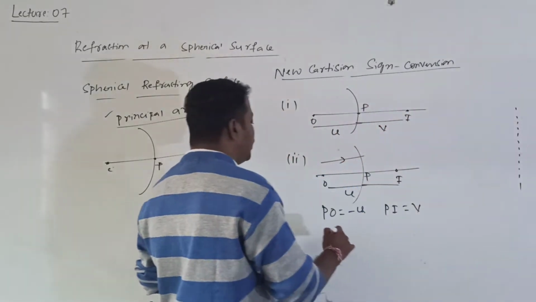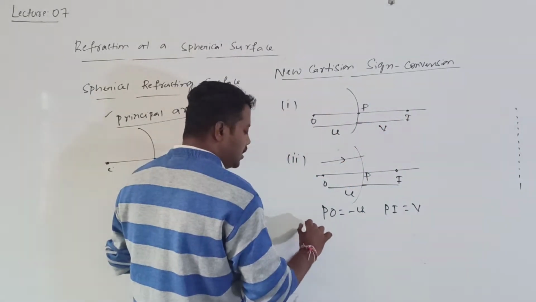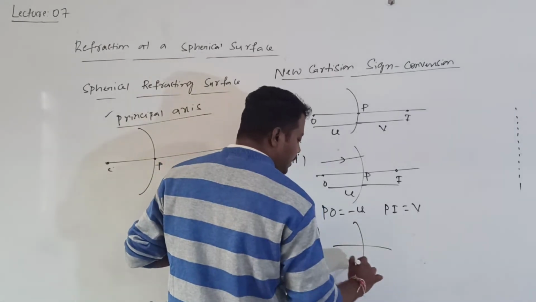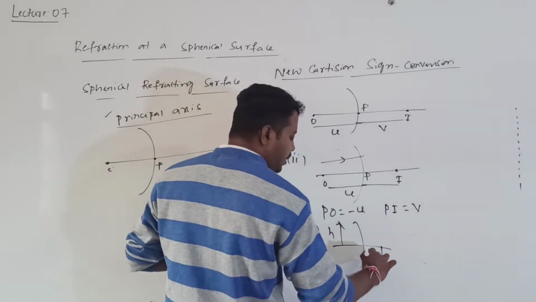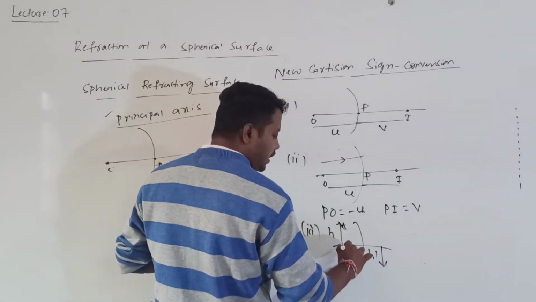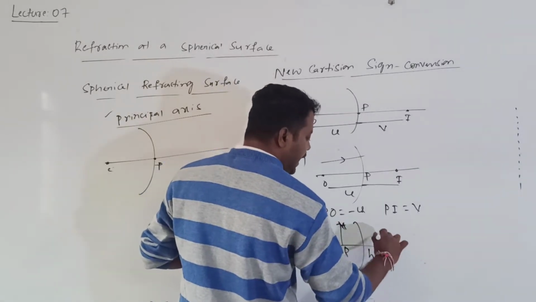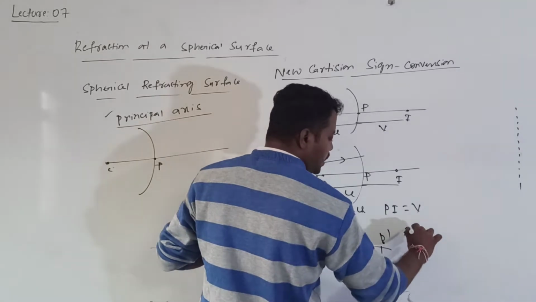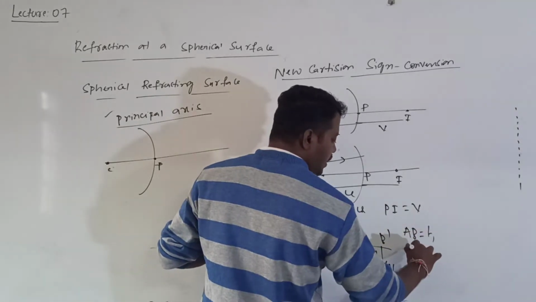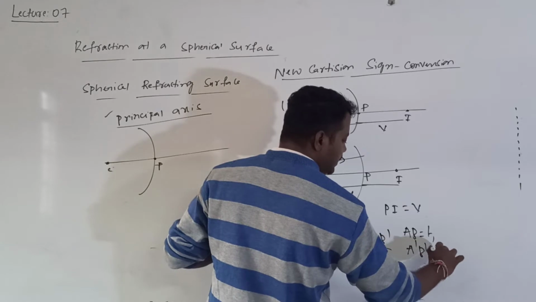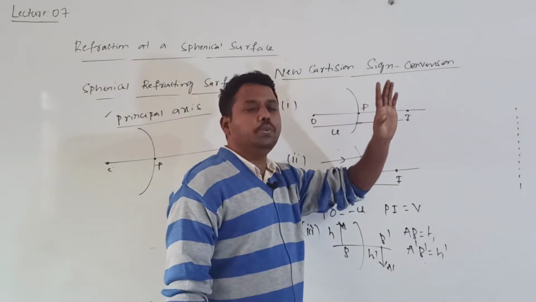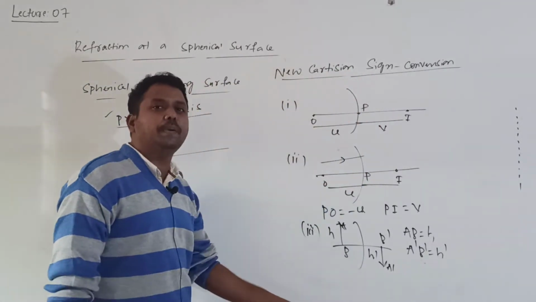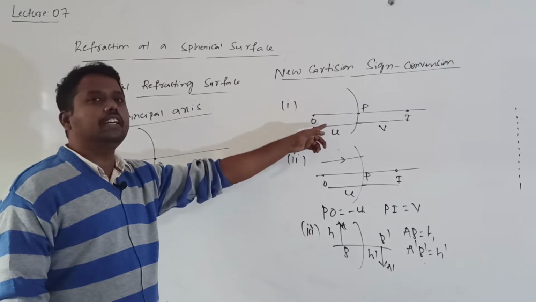The third point: those heights which are measured above the principal axis are taken as positive and below the principal axis are taken as negative. So if I write the object name as AB and this is A dash B dash, AB is above the principal axis, that's why positive, and A dash B dash is below the principal axis, that is negative. Are you getting it? So this is the new Cartesian sign convention which we will use for the refraction at a spherical surface.